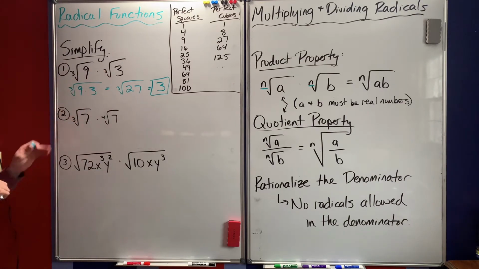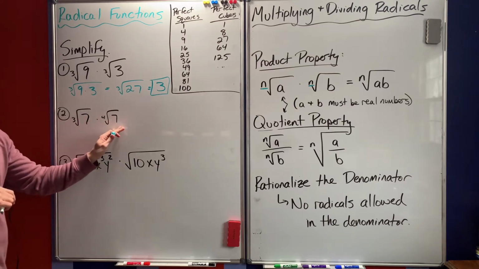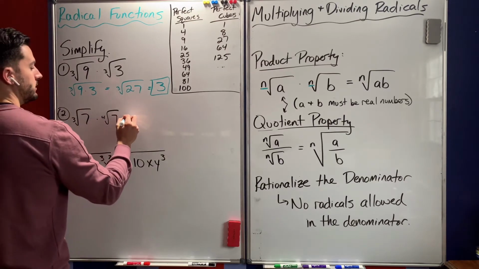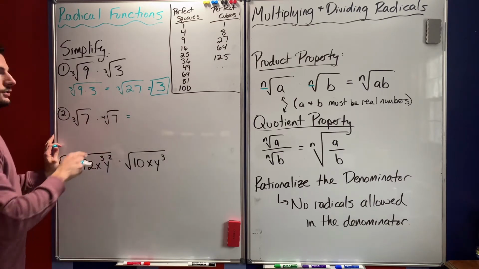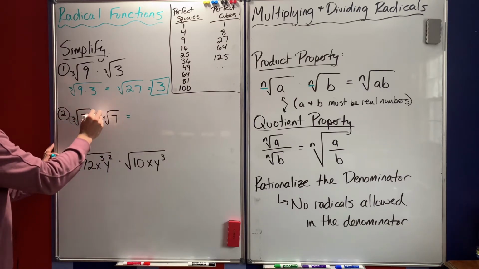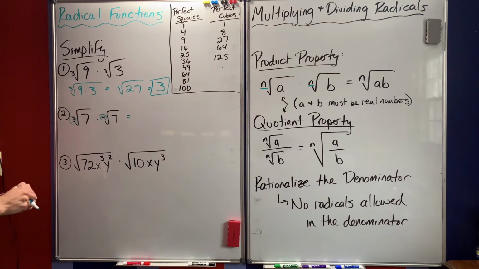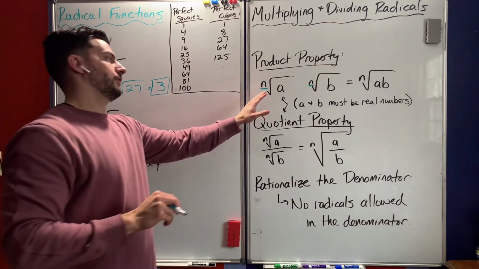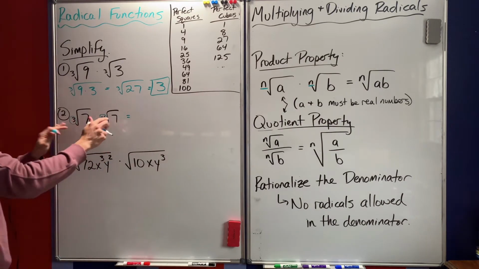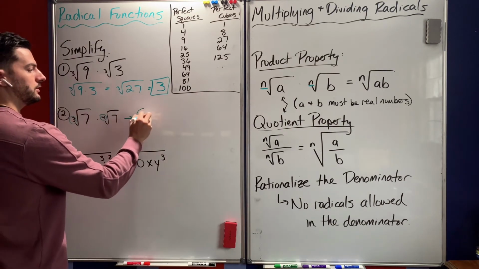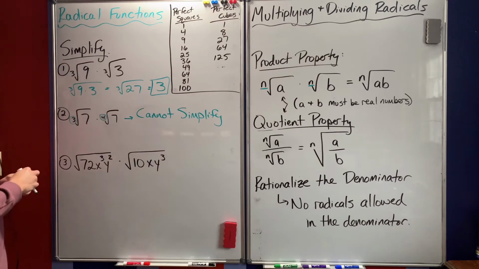Now looking at number 2, the cube root of 7 times the fourth root of 7. Can I multiply these to get something like 49 under here and then simplify? No, you might have noticed we can't do that. This rule only applies if the indexes are the same number, and they're not here. This one's a 3, this one's a 4. So that can't simplify for number 2, because of those different indexes. We just have to leave it like that.